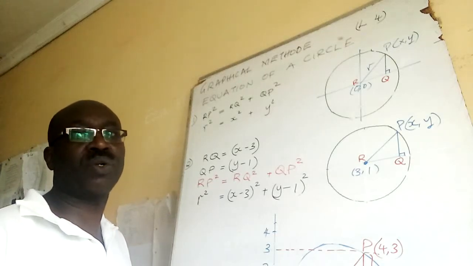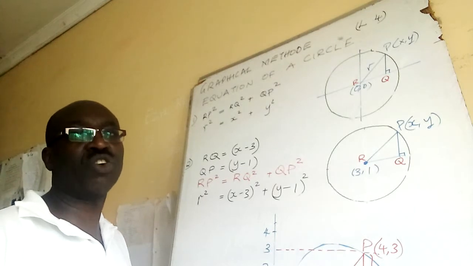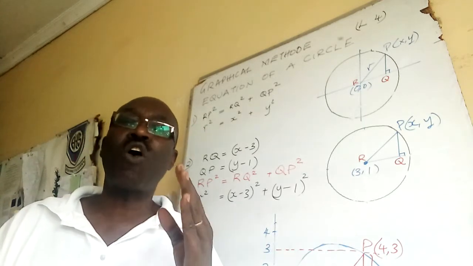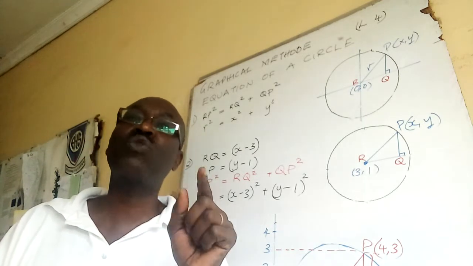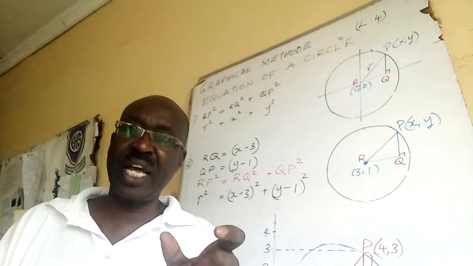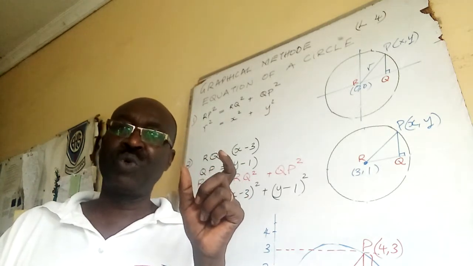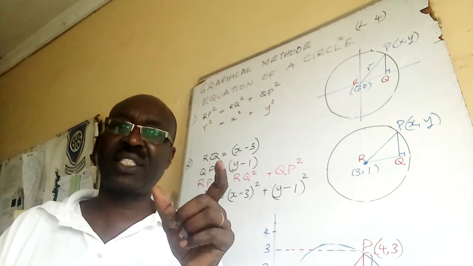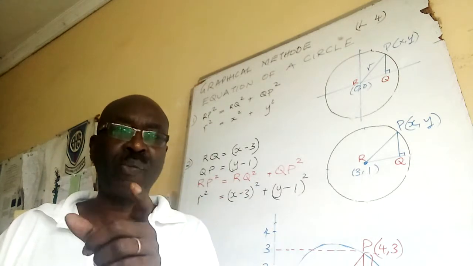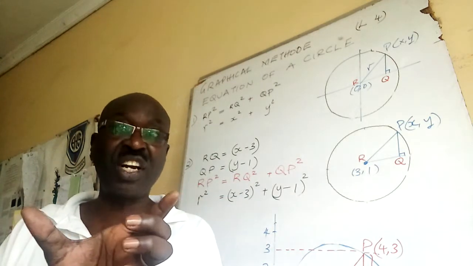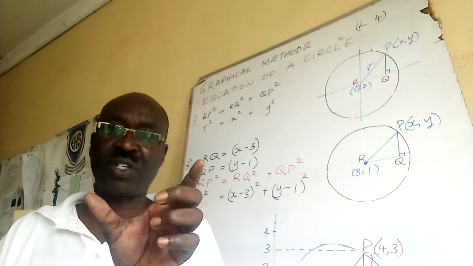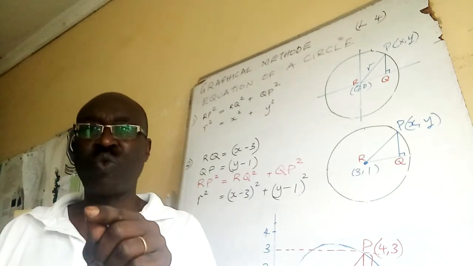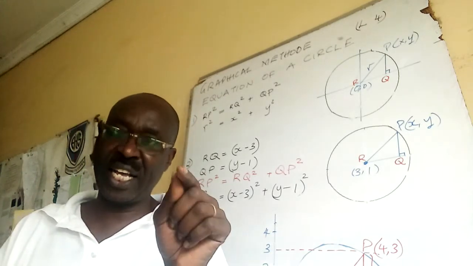Welcome to our lesson on graphical method, lesson 4, in which we are going to deal with the equation of a circle, the general equation that represents a circle. We also know the general equation that represents a straight line: y is equal to mx plus c. That is the general format of the equation of a straight line. Now we are going to look at a general equation that represents a circle.